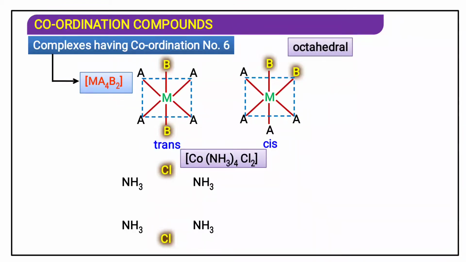Another example, with the ligands ammonia and chlorine. At the 1-6 position there is chlorine and the central metal is cobalt. This will be cis. This will be the trans configuration. The 1-6 position is the trans configuration, remember carefully. And the 1-2 position will be the cis configuration.